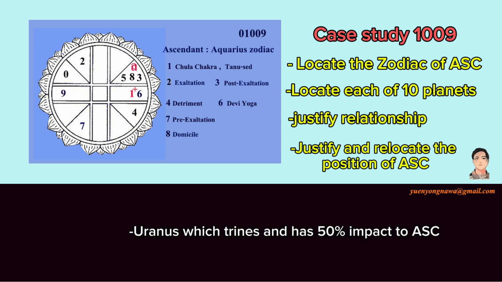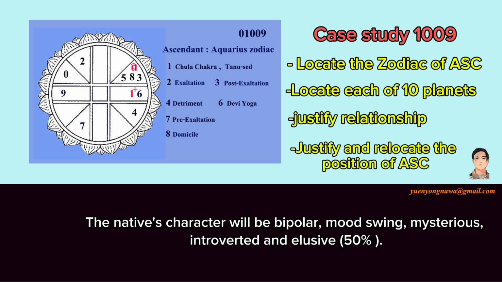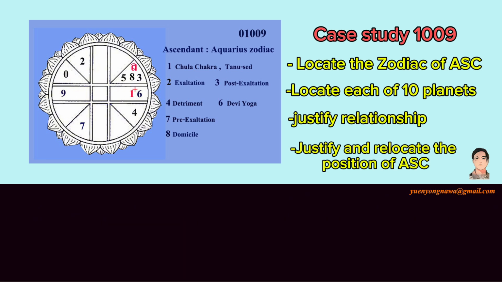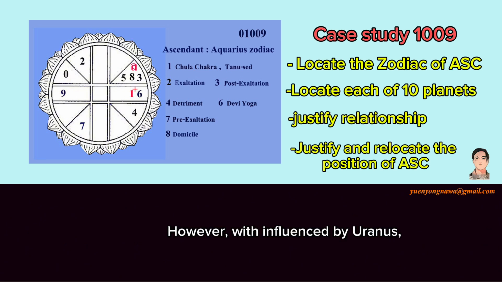Uranus, which trines and has 50% impact to ASC, will cause volatile qualities of Mars, Jupiter, Rahu, and ASC. The native's character will be bipolar, mood swing, mysterious, introverted, and elusive, 50%. The native with Mars, in post-exaltation, Jupiter conjunction, will be generally in good health. However, with influenced by Uranus, the native's health will be unstable and can experience severe sickness or accident.